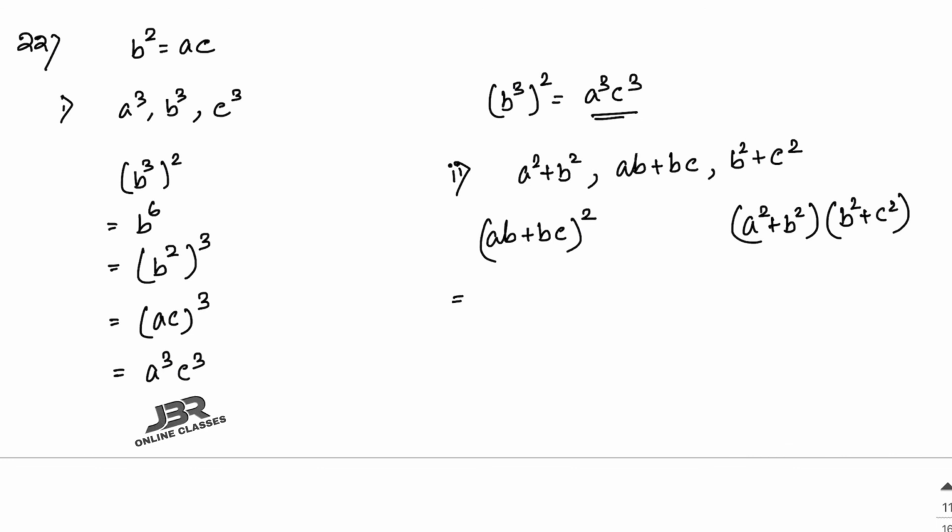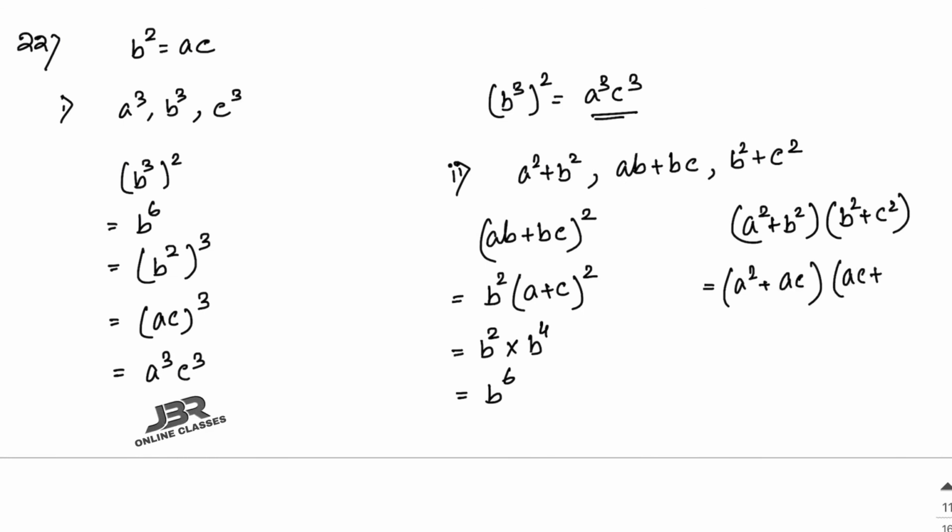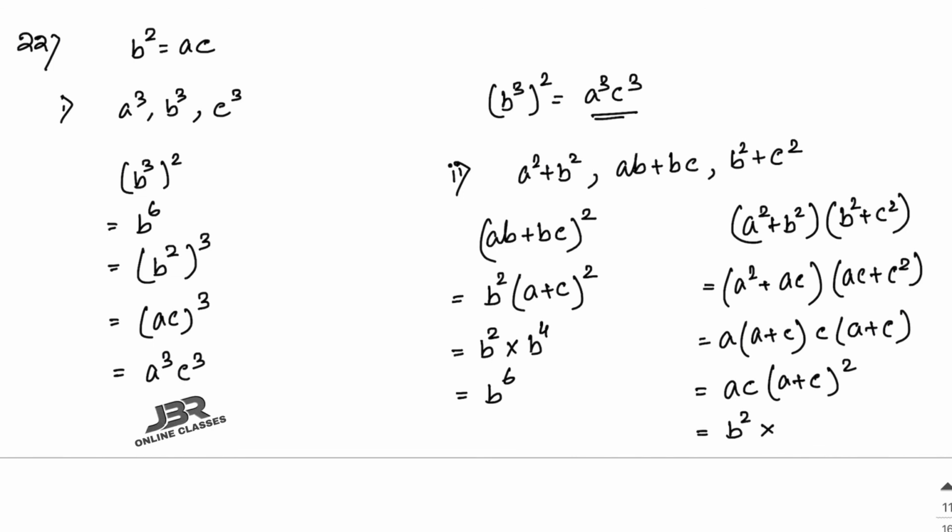So as ab plus bc, if b is common, it becomes b square, then (a plus c) whole square. So b square here, and a plus c means again b square. So b square, b to the power 4, so b to the power 6. Okay, and here a square, then b square means ac, write down ac, here also ac plus c square. So if a is common, it becomes a plus c. Here if c is common, it becomes a plus c. So here ac, then (a plus c) whole square. So ac means b square, a plus c means again b square, so b to the power 4, that means b to the power 6.